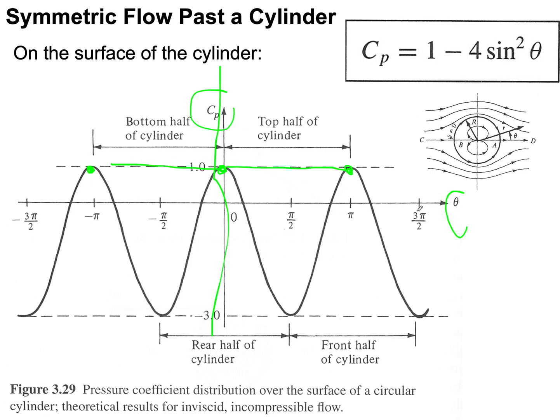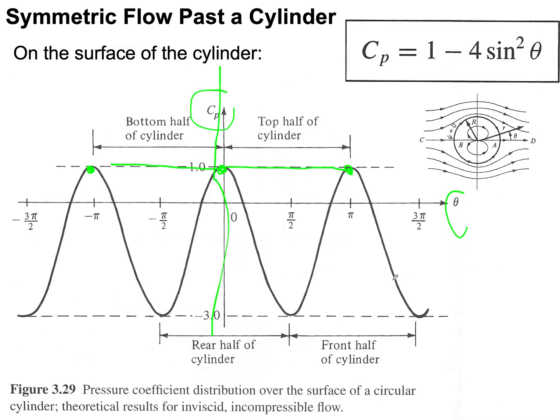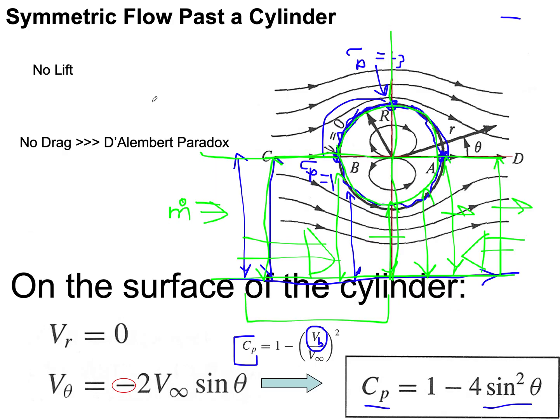So it's symmetric top down, so that's the top bottom, but it's also symmetric around theta equal to 90 degrees. So it's symmetric around pi over 2. So you'll see this region here. It's symmetric top down and left right. So this becomes important when we're looking at the forces.